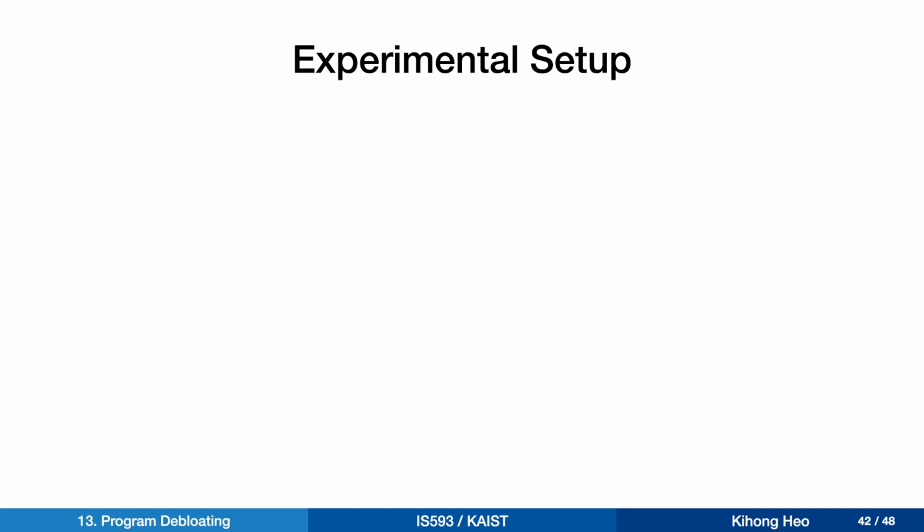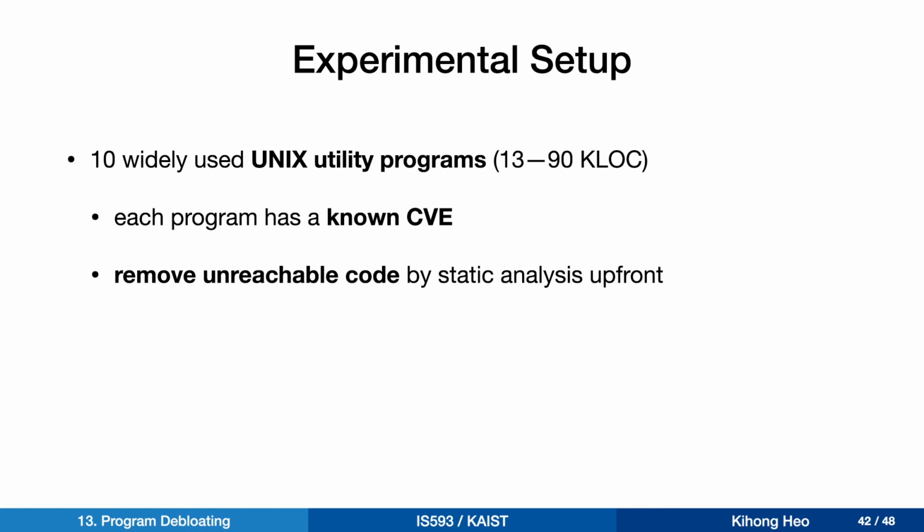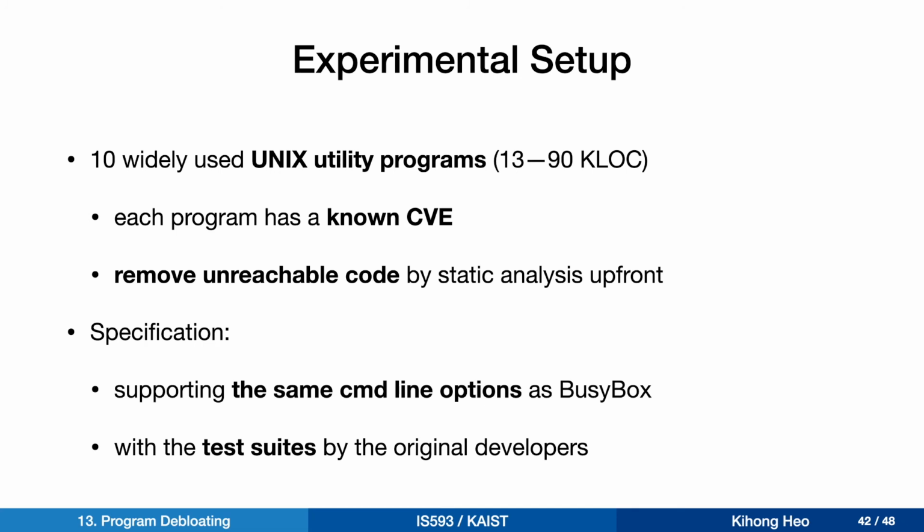Here is the experimental setup from the paper. 10 widely used Unix utility programs are used for the experiment. Each program has a known CVE or security vulnerability. And also for fair comparison, a static analysis first removes all unreachable code upfront. And the specification is described as follows. The reduced program supports the same command line options as BusyBox, and the behavior is checked with the test suite by the original developers.